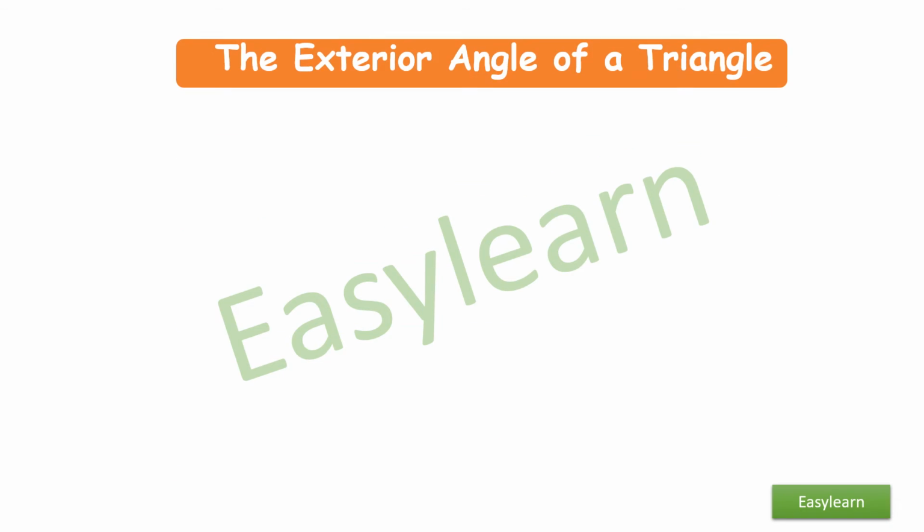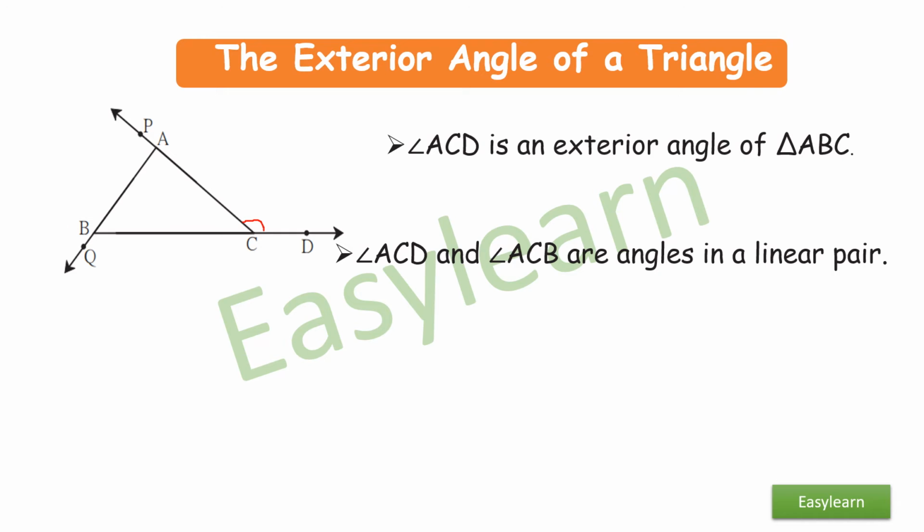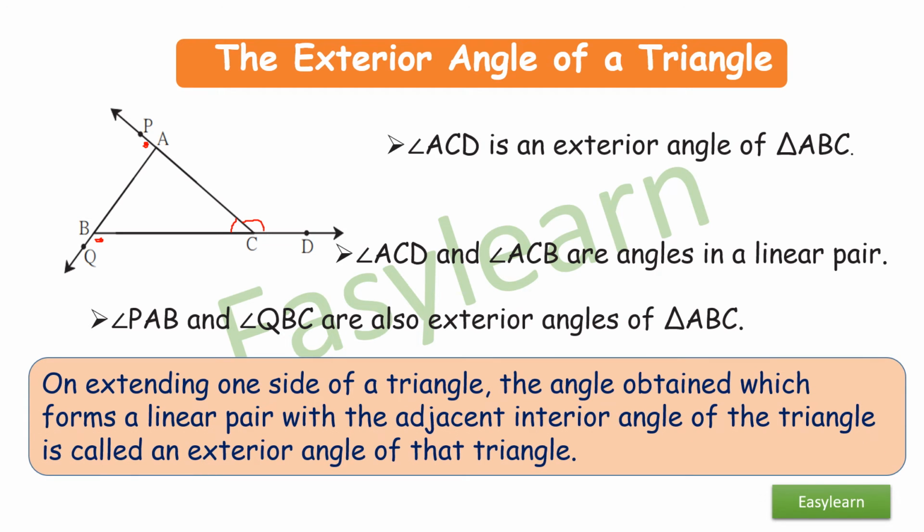The exterior angle of a triangle. Now in this diagram, angle ACD is the exterior angle of triangle ABC. Angle ACD and angle ACB form a linear pair of angles. Angle PAB and angle QBC are also exterior angles of triangle ABC. On extending one side of a triangle, the angle obtained which forms a linear pair with the adjacent interior angle of the triangle is called the exterior angle of that triangle.